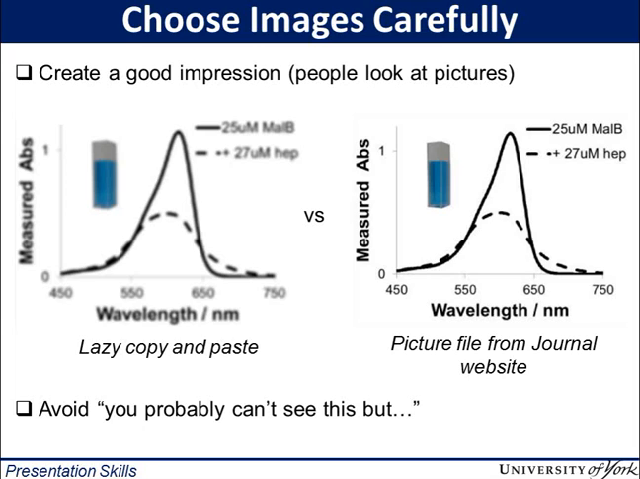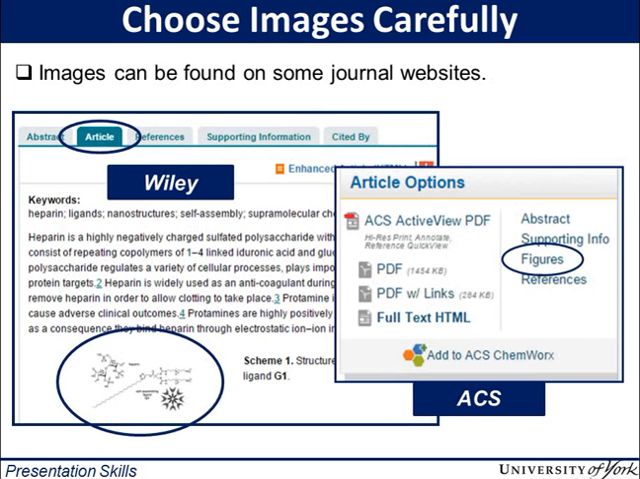When it comes to selecting images, try to avoid lazily copying and pasting images, as the results are often blurry and unclear. It's far better to seek out the original full-size image file, which can be done for research papers by visiting the relevant sections of the journal's website.